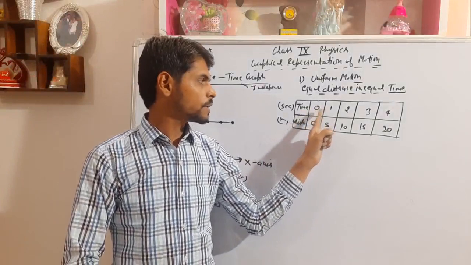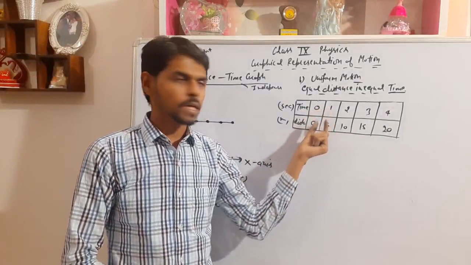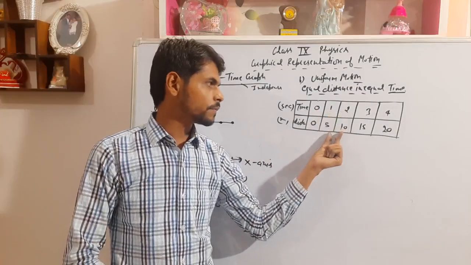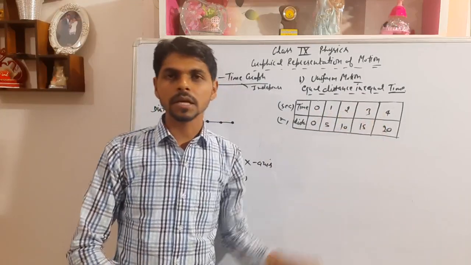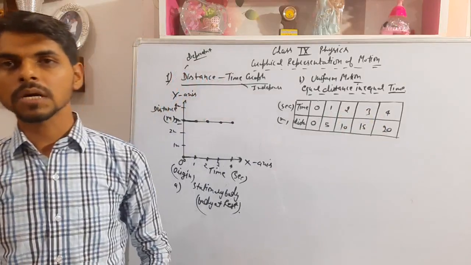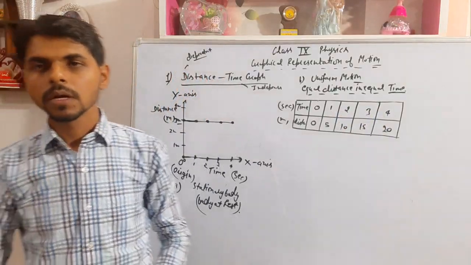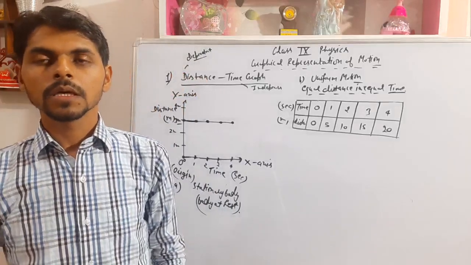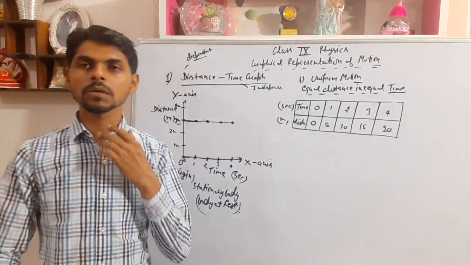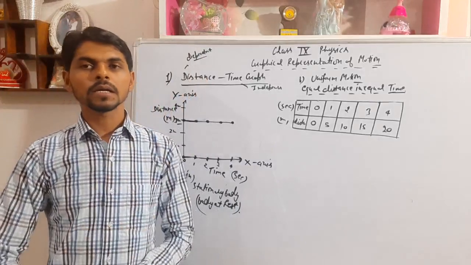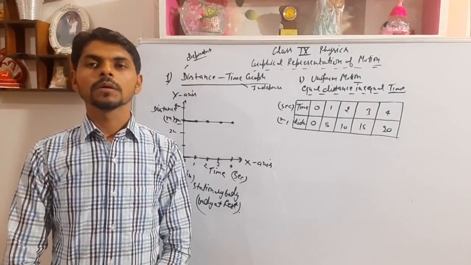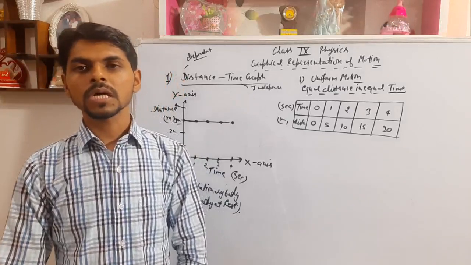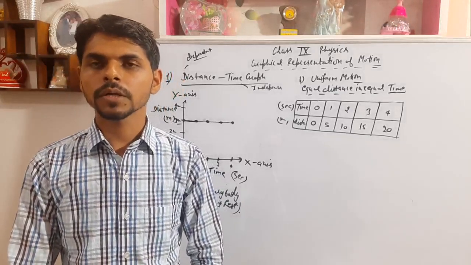Time is changing, it means in the first 1 second, how much distance has been covered? 5 meter. In the next 1 second, 5 meter. Next 1 second, 5 meter. Next 1 second, 5 meter. It means the body is covering equal distance in equal intervals of time. So this is called uniform motion. If a body travels equal distance in equal intervals of time, that is called uniform motion. The body is in uniform motion because it is traveling equal distance in equal intervals of time.